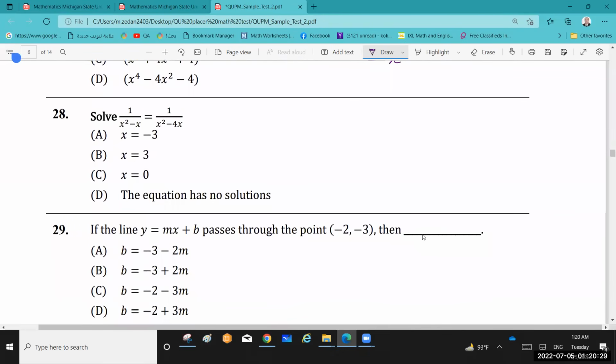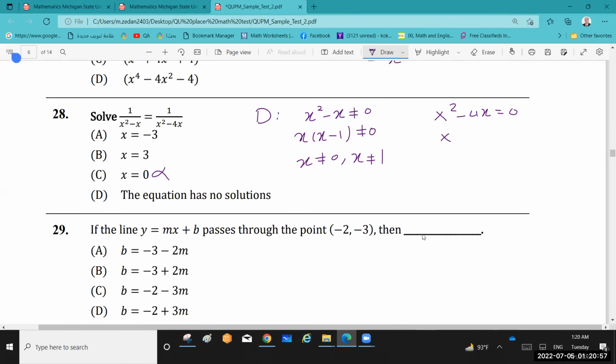Solve the equation 1 over x squared minus x equals 1 over x squared minus 4x. First the domain of this equation: just take x squared minus x is not 0. So x times x minus 1 is not 0. So x is not 0 and x is not 1. So 0 is not a solution, of course. And for the other domain, when you take x squared minus 4x not equal to 0, just take x times x minus 4 not equal to 0, to find the domain. So x is not 0 also, and x is not 4.